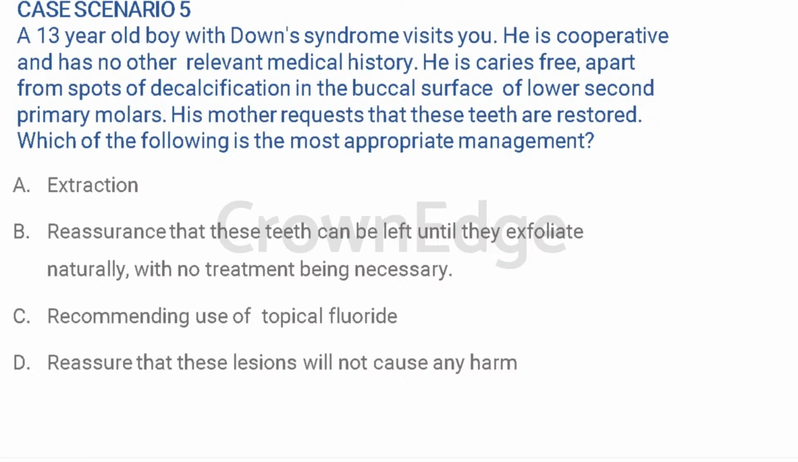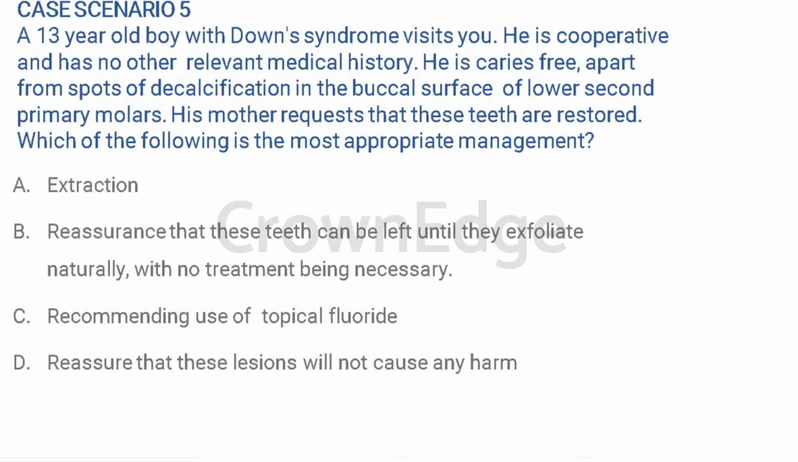All right. A, extraction. B, reassurance that these teeth can be left until they exfoliate naturally with no treatment being necessary. C, recommend the use of topical fluoride. D, reassurance that these lesions will not cause any harm.